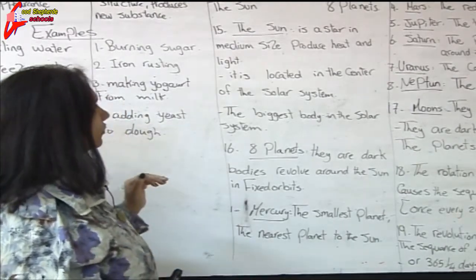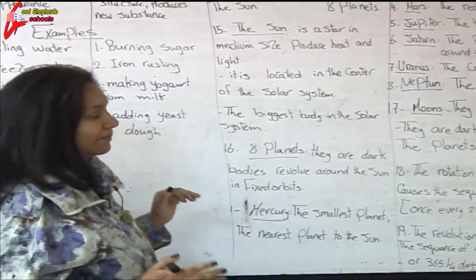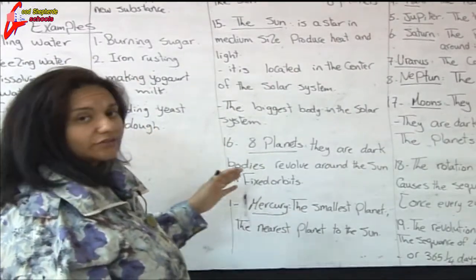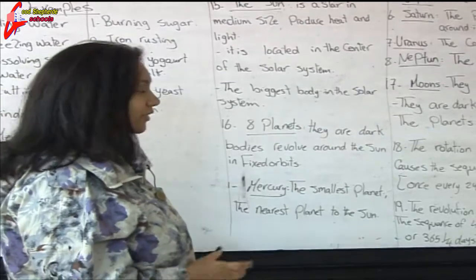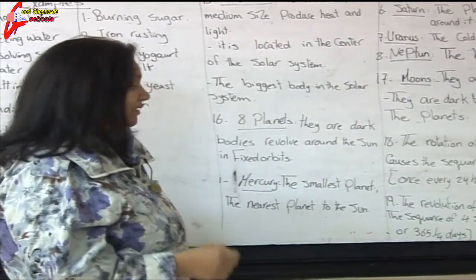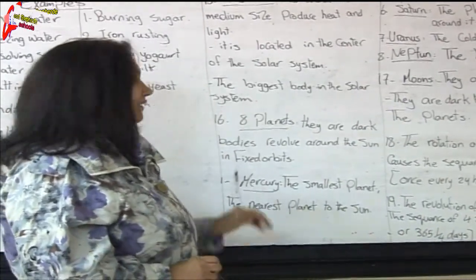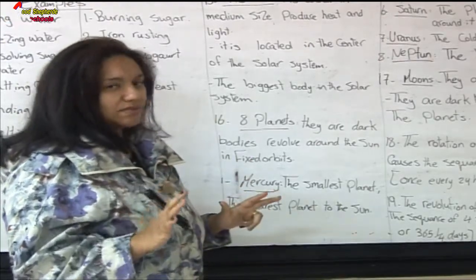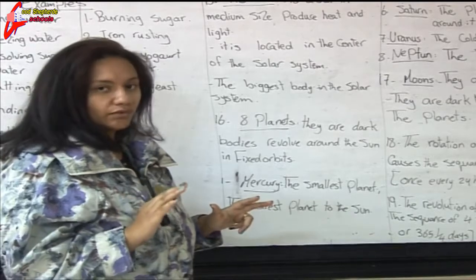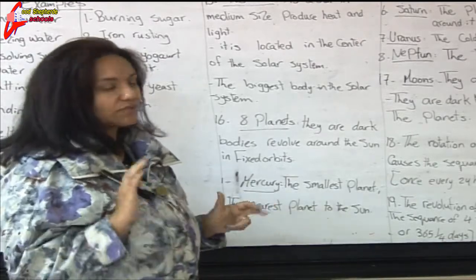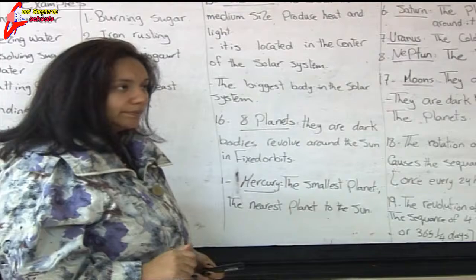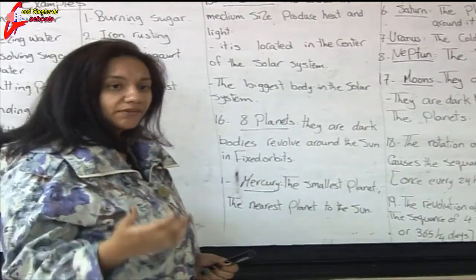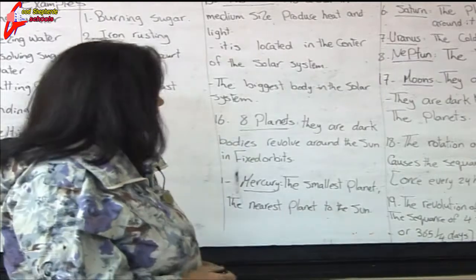The second bodies in the solar system are the 8 planets. What are the 8 planets? The 8 planets are dark bodies that revolve around the sun in fixed orbits. And these dark bodies are 8, and we must know them in order from the nearest to the farthest from the sun. They are Mercury, Venus, Earth, Mars, Jupiter, Saturn, Uranus, Neptune.